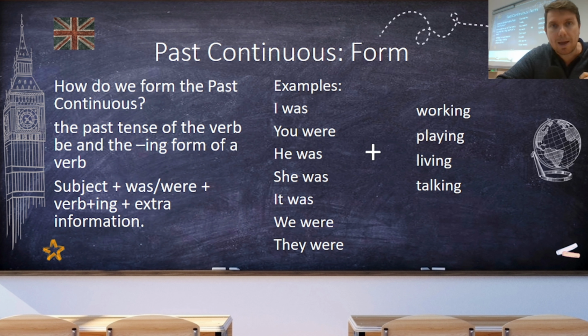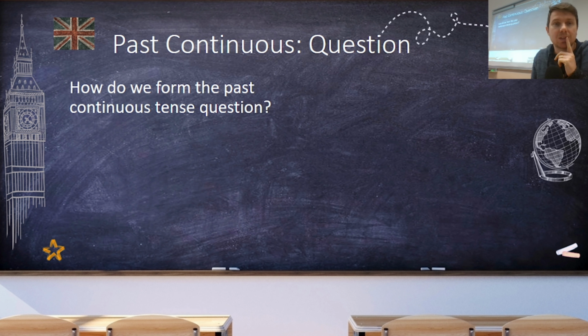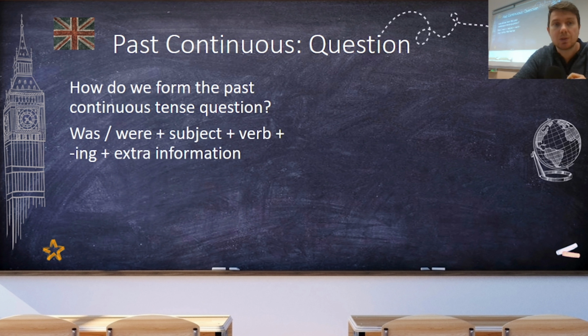So let's have a look at that. How do we form the past continuous tense question? Let's have a look. We use was, were, plus subject, depending on the subject. Were you, was he, plus verb ing, plus the extra information now. So we switch, again, just like past simple, we switch the subject and the verb to be here.